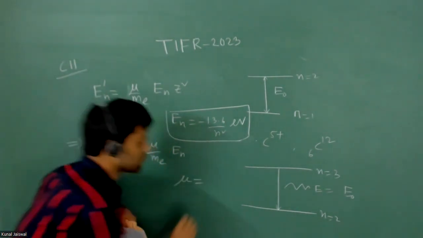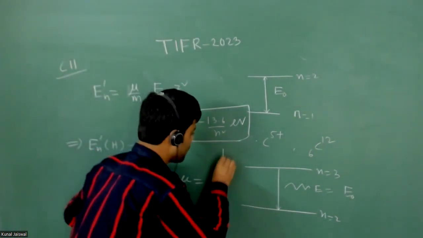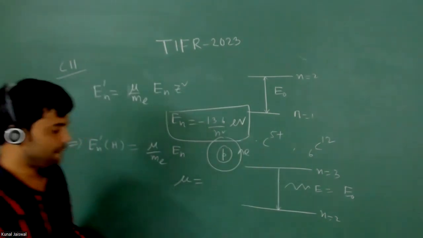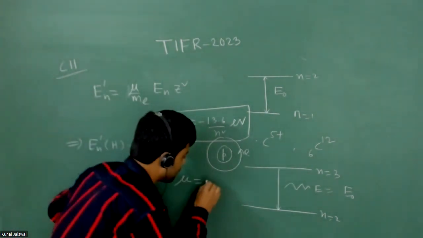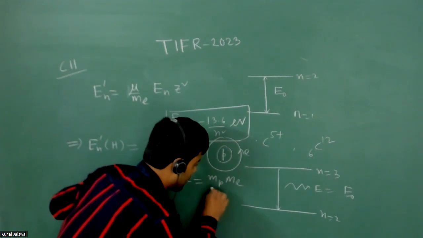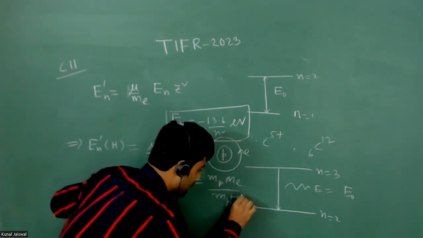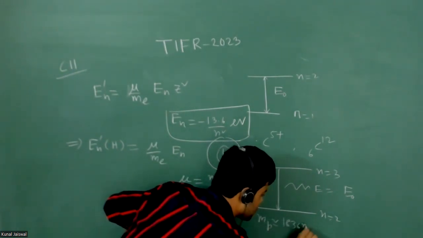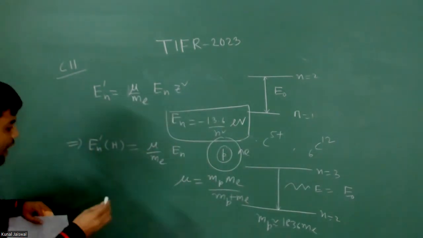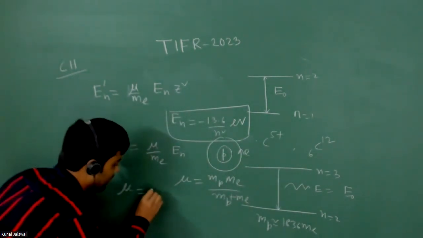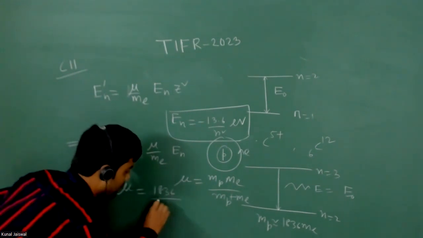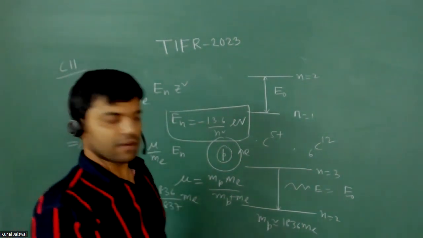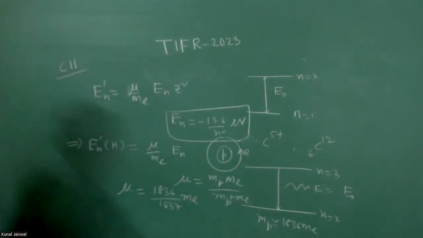And mu will be how much? If you see the structure of the hydrogen atom, you have a proton sitting at the nucleus and an electron orbiting. So the reduced mass will be mp times me divided by mp plus me. You know the mass of a proton is 1836 times the mass of an electron. If we substitute it here, the reduced mass can be written as 1836 divided by 1837 times me. So this is the reduced mass, and I'll introduce it here.